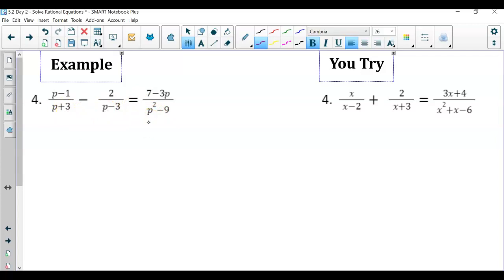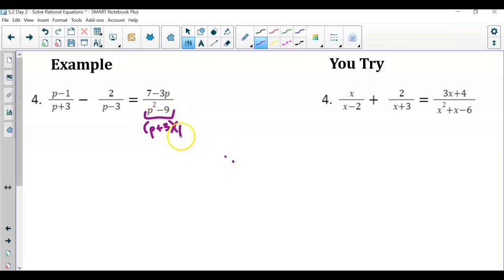Well, I notice if I were to factor p squared minus 9, it factors to p plus 3 times p minus 3. So if this is p squared minus 9 in factored form, now look back. Here's p plus 3. What's missing? P minus 3. Here's p minus 3. What's missing? P plus 3.